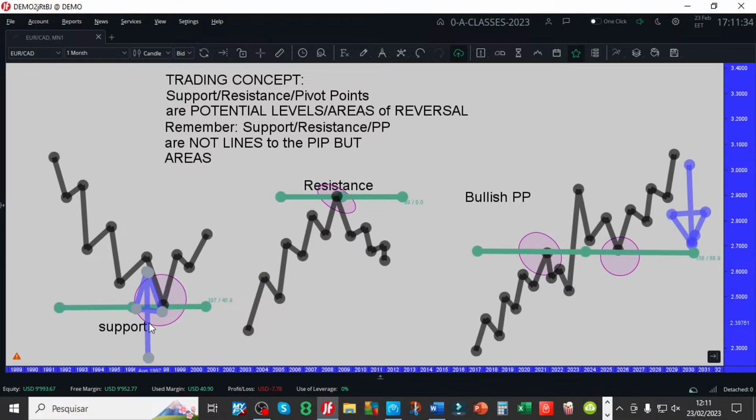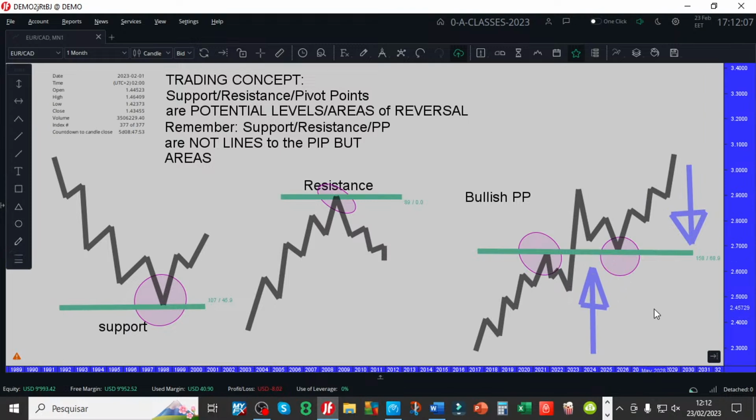So we have a support when the market is making lower lows, lower highs. It's going to approach support and then it's going to react. It's going to change direction short term. Then we have resistance. It's going to make higher highs, higher lows. It's going to hit the ceiling, change direction short term. And then we have a bullish pivot point when the market is going to hit the pivot point, react short term, break through, and then from the other side retest the same pivot point before it is going to go up.